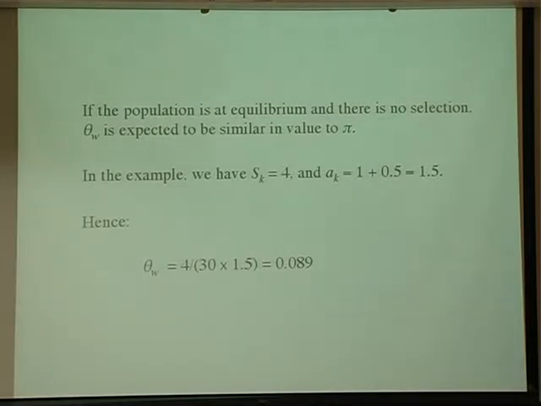So these are the 2 measures. You can use either. Theta, of course, makes the assumption that the variability is neutral and the population is in equilibrium, which may not be true, either of those.